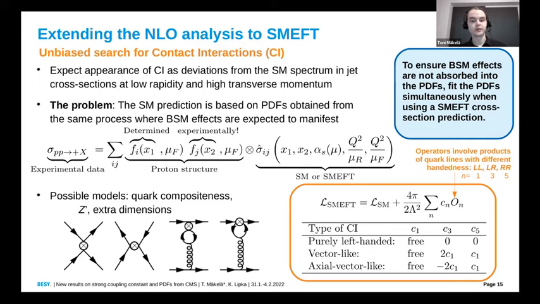So we extend the standard model Lagrangian with contact interactions, namely dimension 6 operators. These can be purely left-handed, vector-like or axial vector-like, just depending on how the handedness is allowed to change. And these will be color singlets in our analysis for the moment, and these corrections are only available at NLO for the time being.